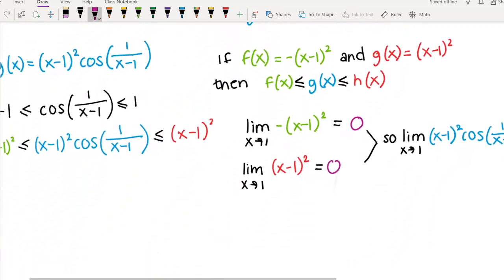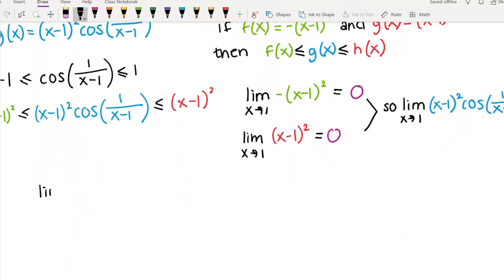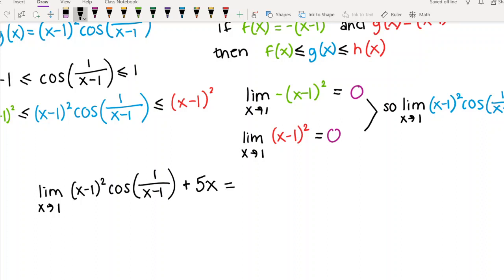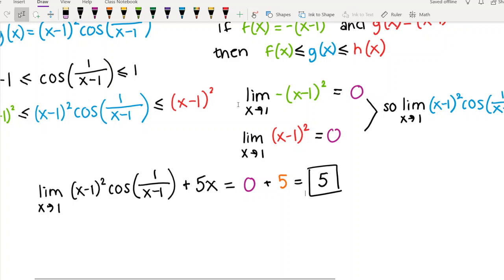And so putting those together, we get that the limit as x approaches 1 of x minus 1 squared cosine of 1 over x minus 1 plus 5x. We got 0 for the squeeze theorem part, and then we got 5 for the other part. And so that all together gives us a final answer of 5. So that's the squeeze theorem.